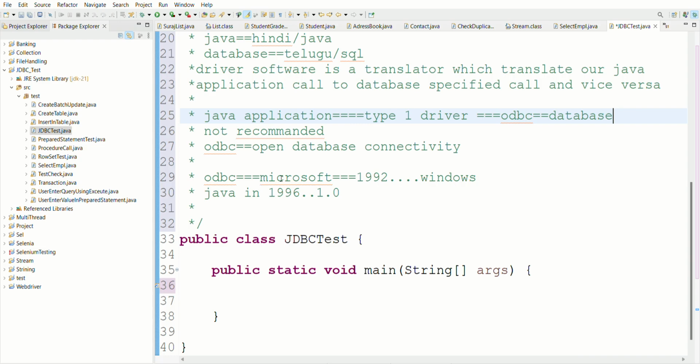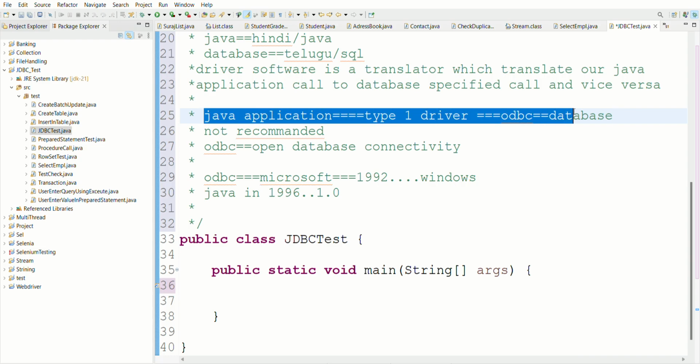This is the major disadvantage of type 1 driver. This is platform dependent. Why? Because I have told you that ODBC was introduced by Microsoft, and Microsoft has given the Windows operating system. So this type 1 driver is applicable only for Windows operating system. It means this makes type 1 driver platform dependent.